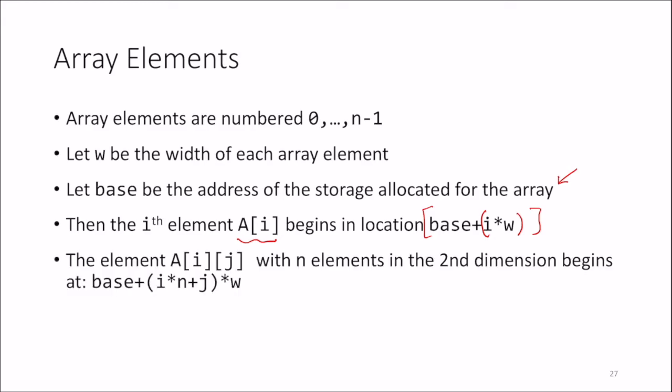And if you have a two-dimensional array, then it's just slightly more complicated arithmetic. You have to do I times n plus j, and then the whole thing times w. Right? Essentially you're flattening out a two-dimensional array into a very long one-dimensional array, and access to that can be done using this form.